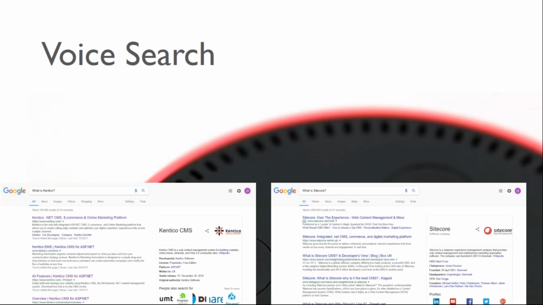So in terms of the Sitecore reference that was read out there, it's actually the annotation that goes alongside their Google Plus. So where it says Sitecore is a customer experience management company on the right-hand side, that obviously exists there. But from an SEO point of view, Kentico have done the same thing. So why is it that for some reason Sitecore is working and Kentico isn't?